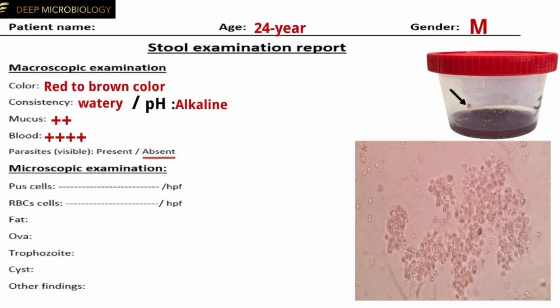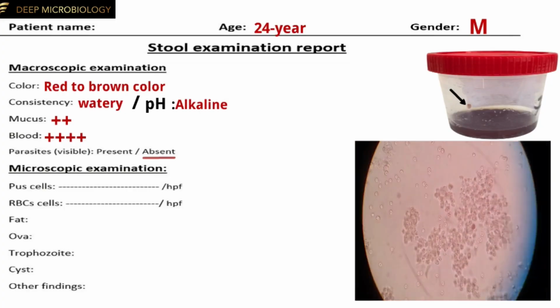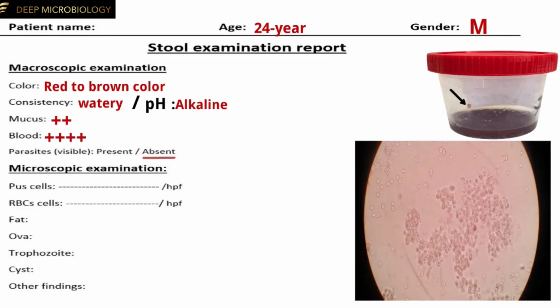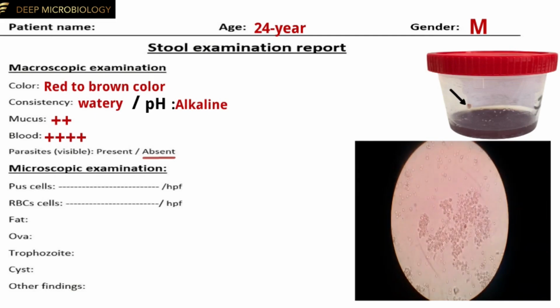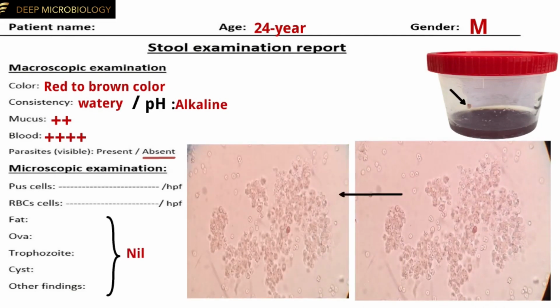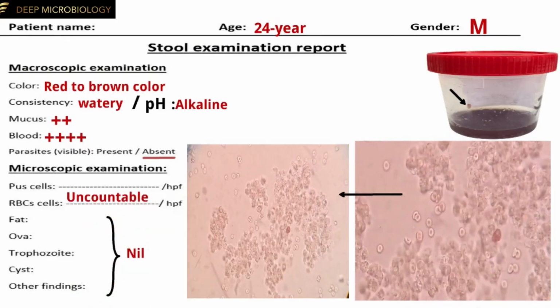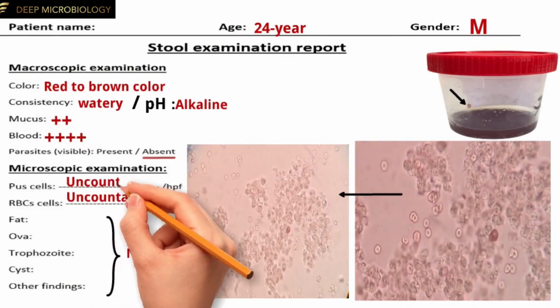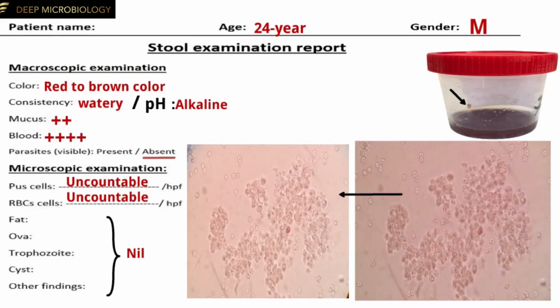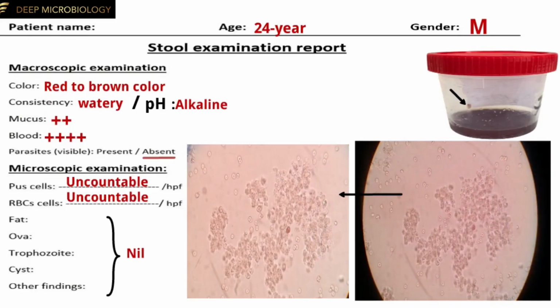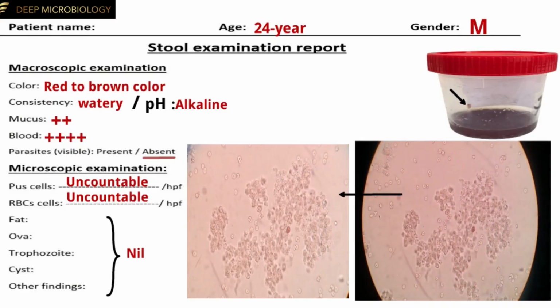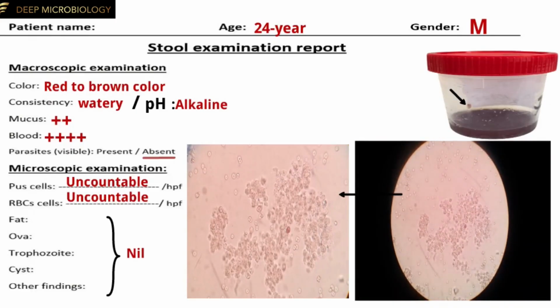Under the microscope, after observing multiple fields, numerous pus cells and red blood cells were noted. As we can see here, no other findings were detected. In numerous fields, RBCs were counted as more than 40 per high-power field, and the pus cells were too numerous to count, as shown here in this field. Generally, there is no universal guideline that defines cells over 25 as uncountable. It depends on the laboratory's own standards.